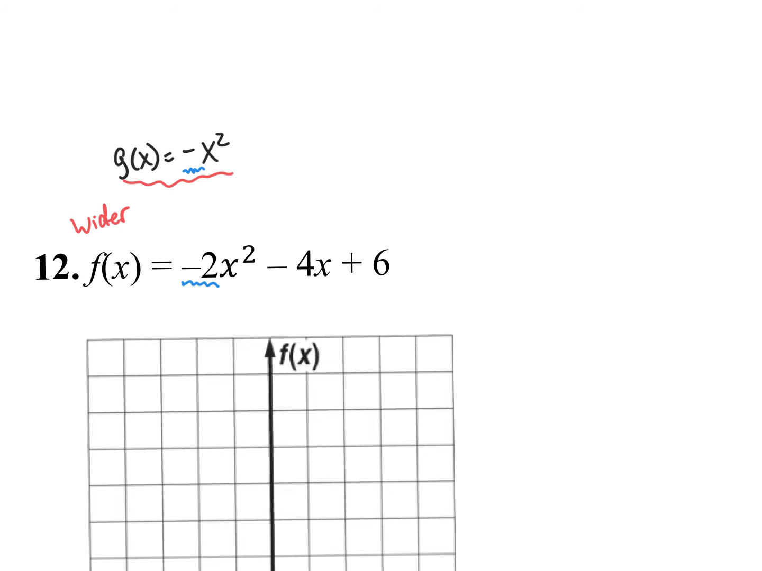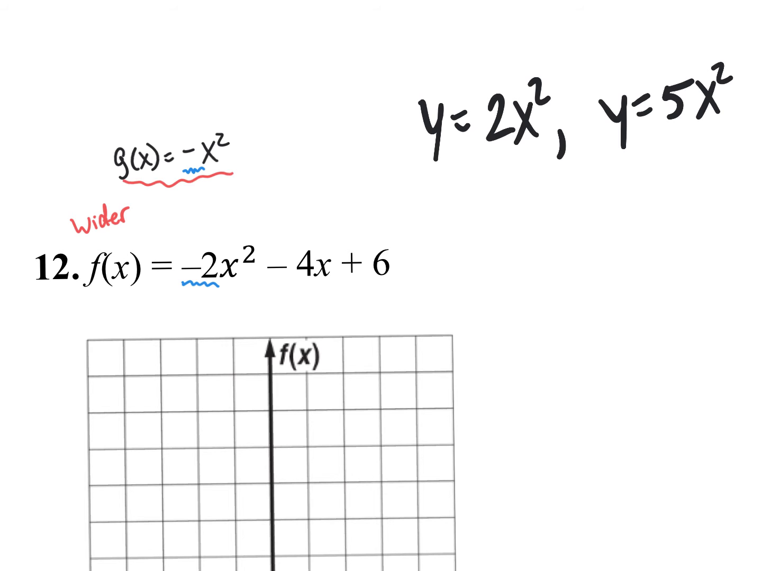Okay, so I hope that kind of made sense. So let's look at this. What if I had y equals 2x squared compared to y equals 5x squared? Which one is wider? Let's call this one f of x, and let's call this one g of x. So which one is wider, the f of x or the g of x?